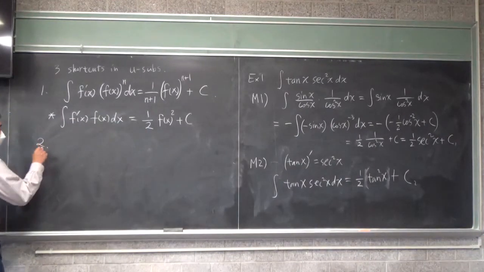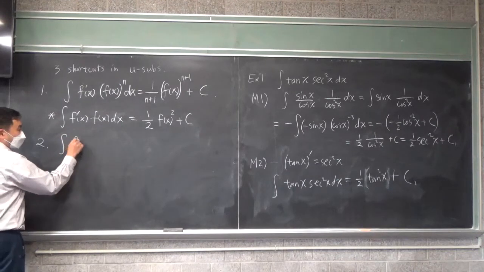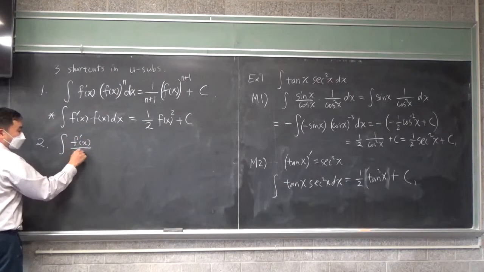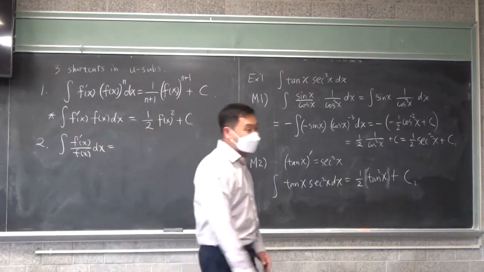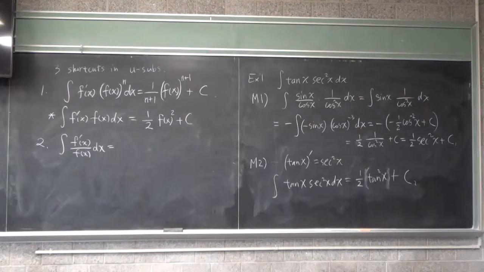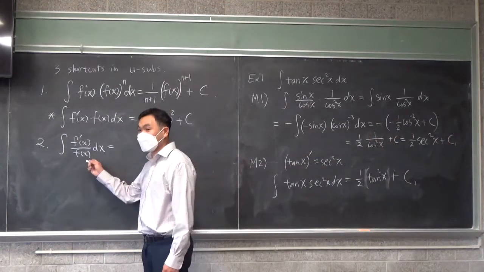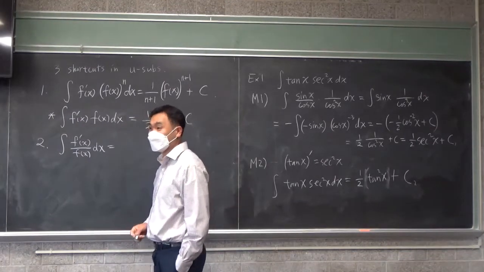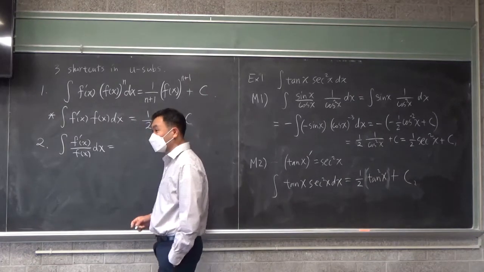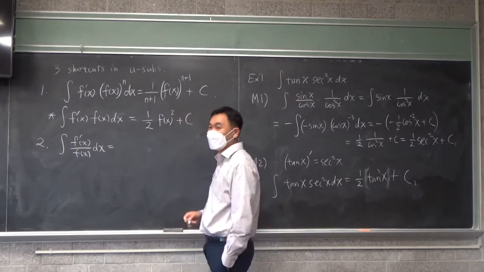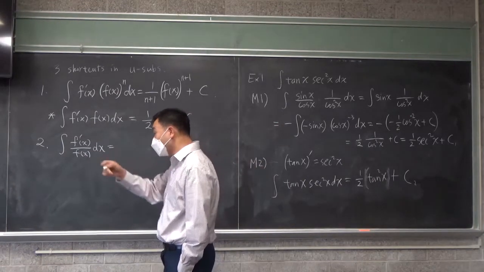All right, number 2. If you integrate f prime of x over f of x dx, can you guess what this would be? What would be the antiderivative of this? It's very similar to this idea, right? Any guesses? ln.